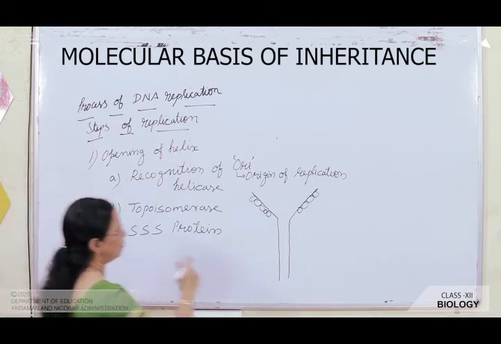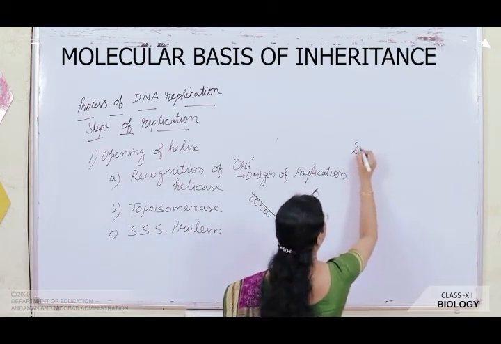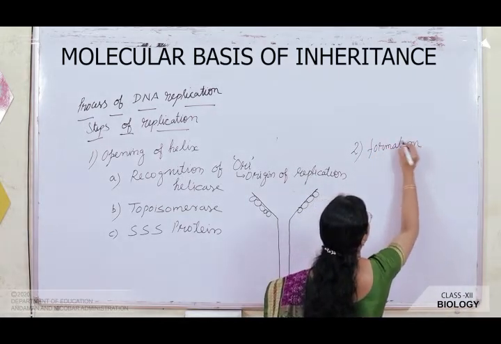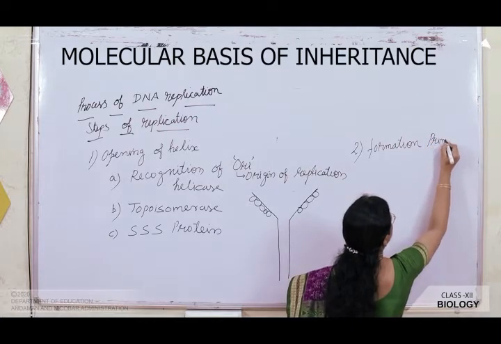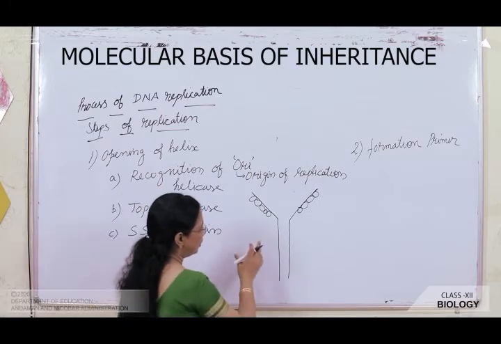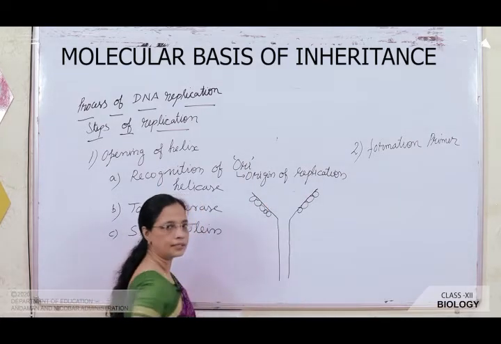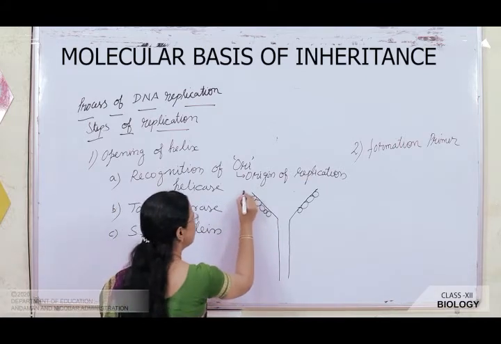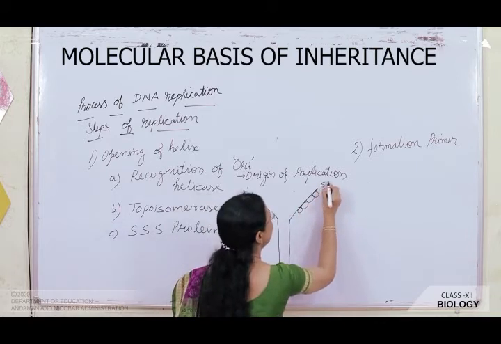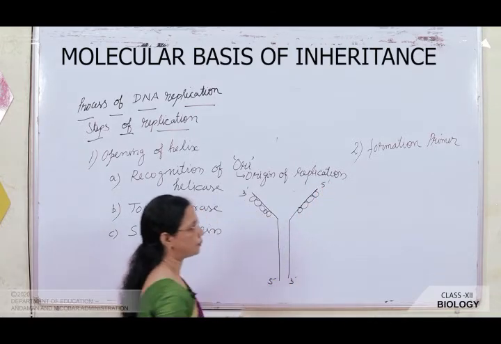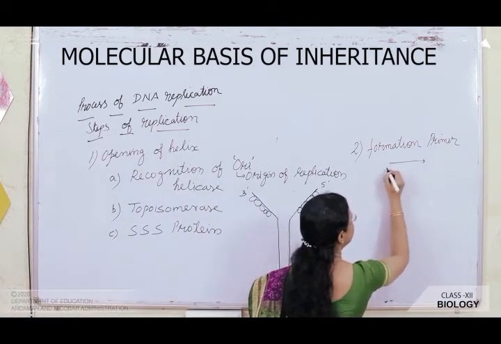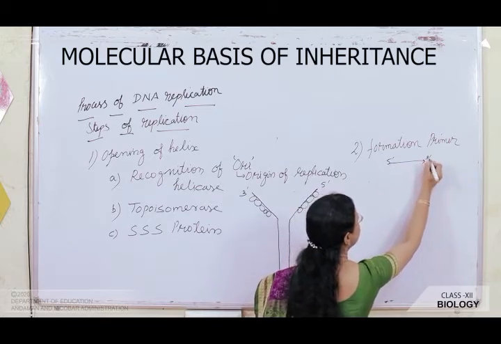The second step is formation of primer. As you know, primer is formed by the enzyme primase. Now, you know that DNA strands are anti-parallel to each other. So, suppose this strand is in 3' to 5' direction, means this strand is in 5' to 3' direction. Primer, as you know, always synthesizes only in one direction, that is 5' to 3' direction.